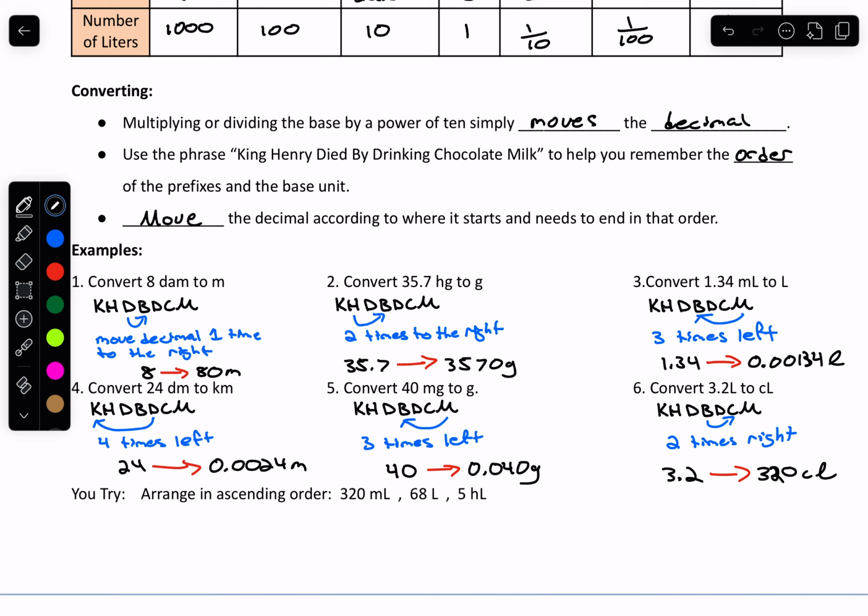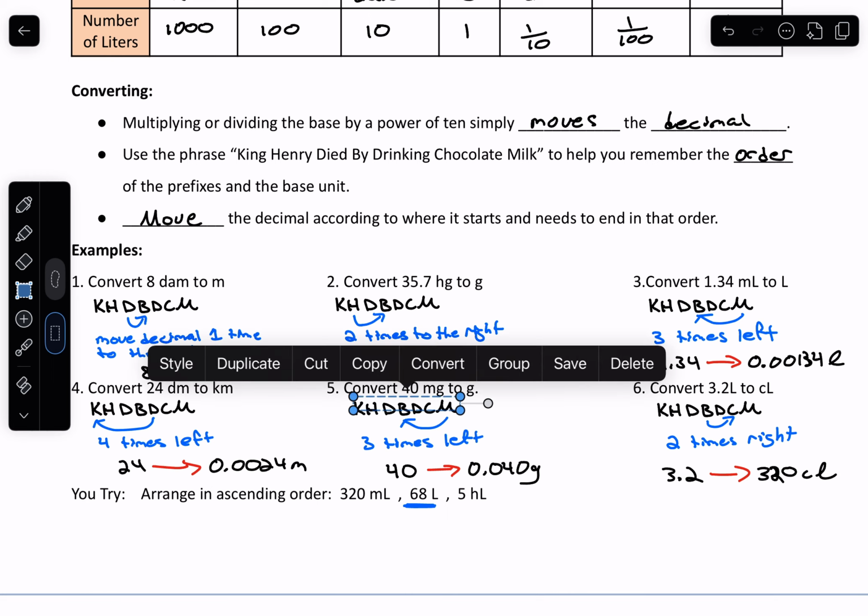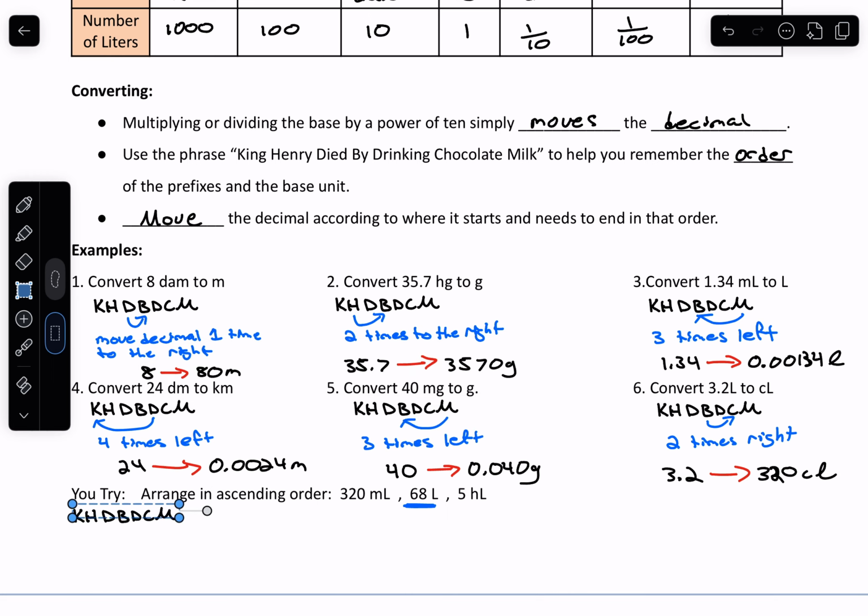All right, so now I have a Try It for you. We want to arrange in ascending order, so from least to greatest, 320 milliliters, 68 liters, 5 hectoliters. So what we want to do is put these all into the same unit. That way we can compare. So because we already have 68 liters here, we're going to leave that one alone. And what we're going to do is convert the other two into liters. So I'm going to copy this same acronym I had over here. I'll put it underneath these two actually.